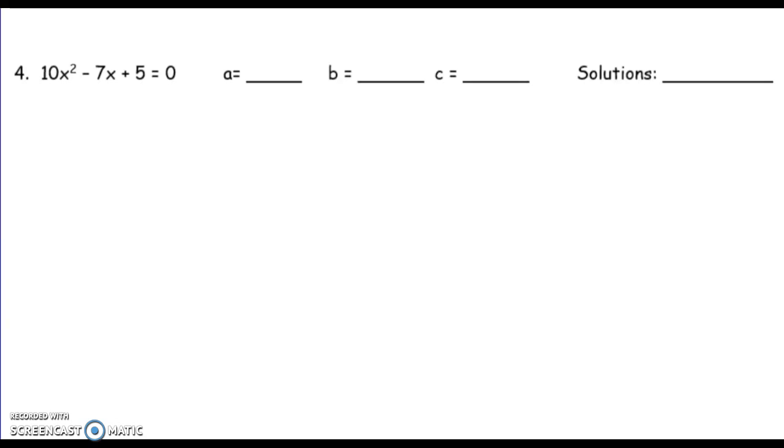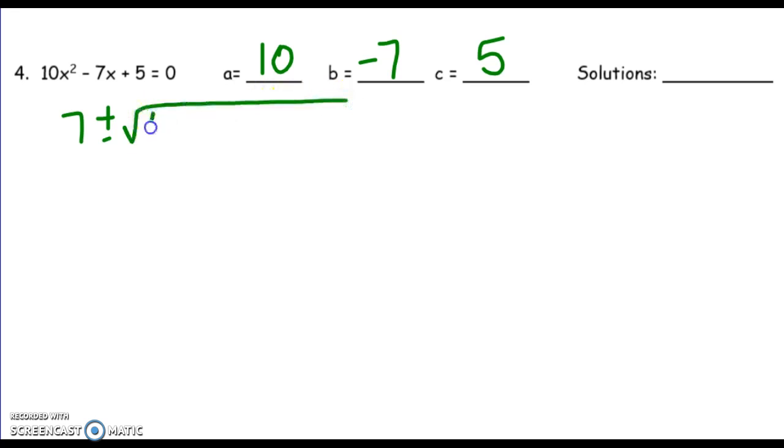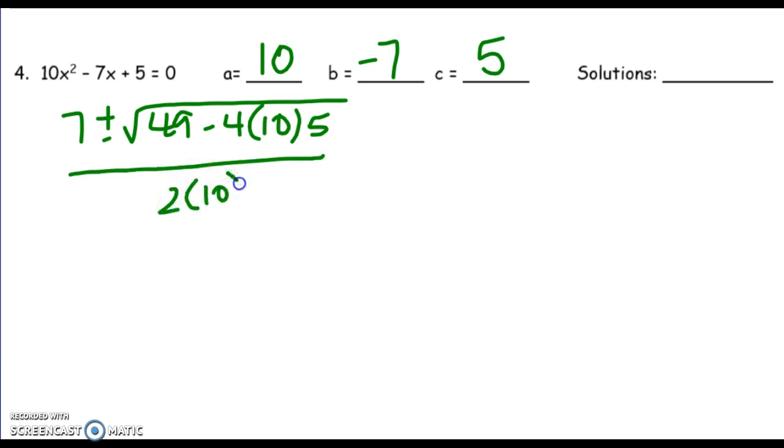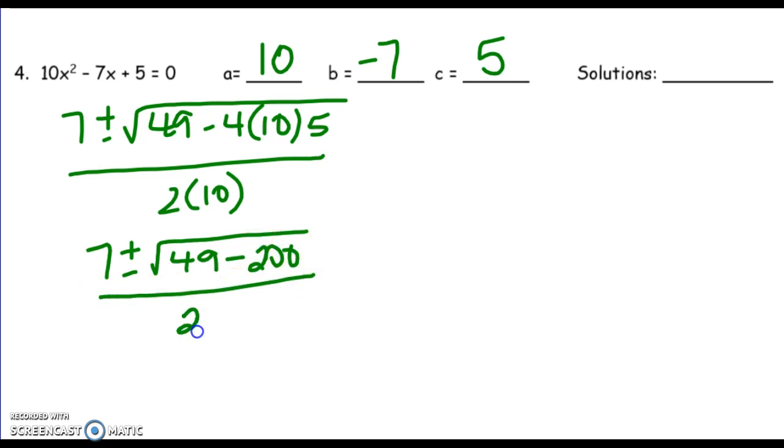Okay, last one we have here. It's already set up for me. So 10 is my A, negative 7 is my B, and C is 5. So x equals the opposite of b plus or minus the square root of b squared minus 4 times a times c all over 2a. Okay, so now I've got 7 plus or minus the square root of 49 minus 20 times 10, which is 200, all over 20.